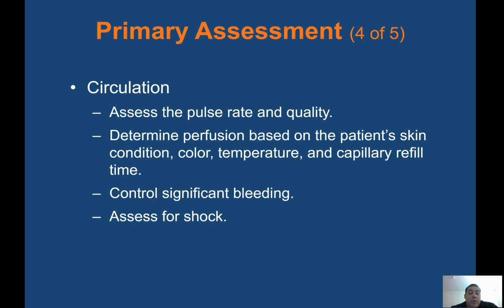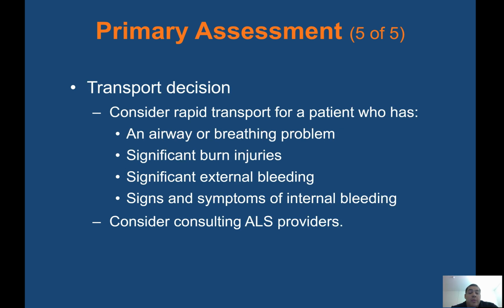Circulation. Assess the pulse rate and quality. Determine perfusion based on the patient's skin condition, color, temperature, and capillary refill time. Control significant bleeding. Assess for shock. Transport decision: consider rapid transport for a patient who has an airway or breathing problem, significant burn injuries, significant external bleeding, signs and symptoms of internal bleeding. Consider consulting ALS providers.